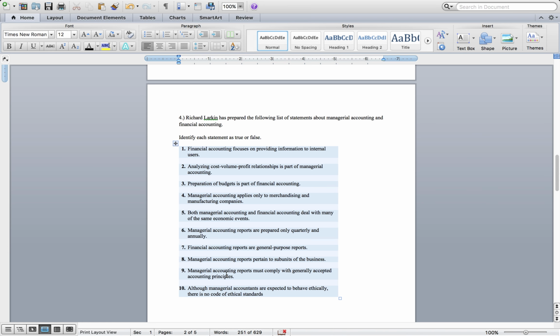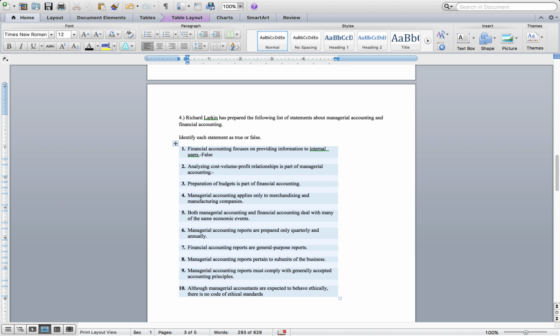Okay, next one says here, Richard Larkins prepared the following statements of managerial and financial accounting. Identify which statement is true or false. First one, financial accounting focuses on providing information to internal users. Well, that's going to be false, because remember, financial accounting is for external users. Managerial, what we're doing now, is for internal users.